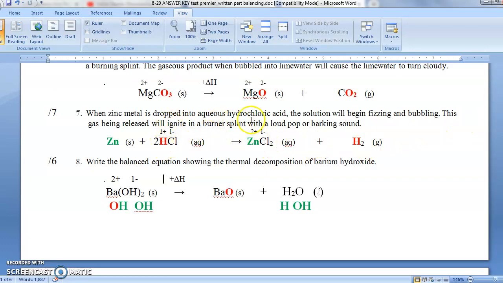Zinc metal being dropped into aqueous hydrochloric acid. They're telling you it's fizzing and bubbling. And if you collect that gas that's released and you insert a burning splint into there, you hear an explosion, a loud pop, a barking sound. You see that gas igniting. That gas would be hydrogen. Hydrogen burns. We know that all the way back to the Hindenburg, a Zeppelin that was filled with hydrogen gas.